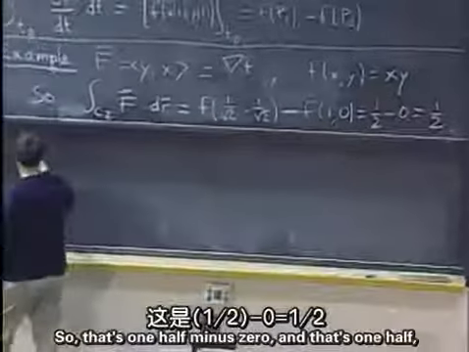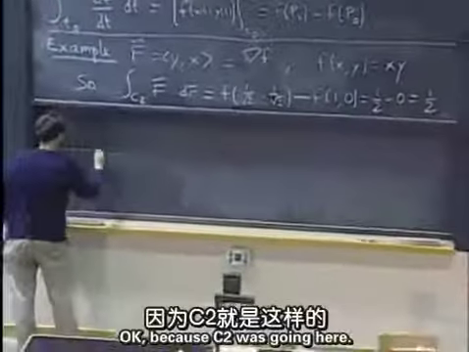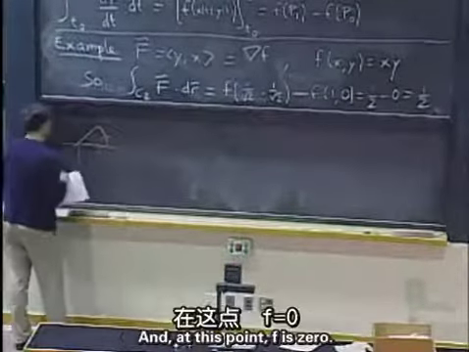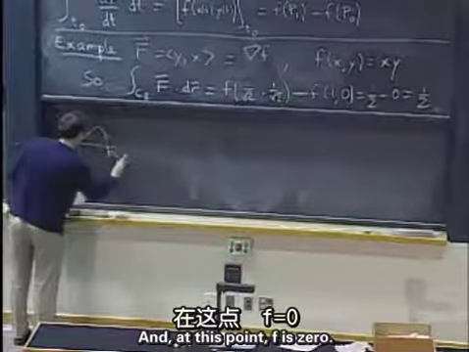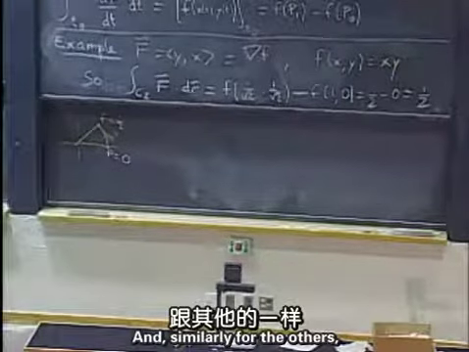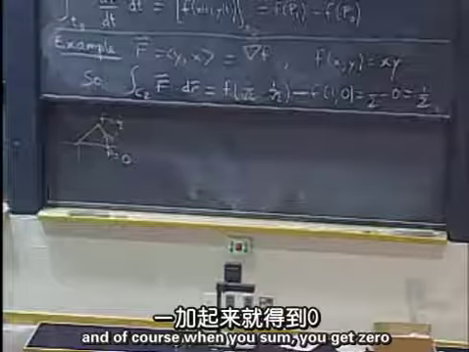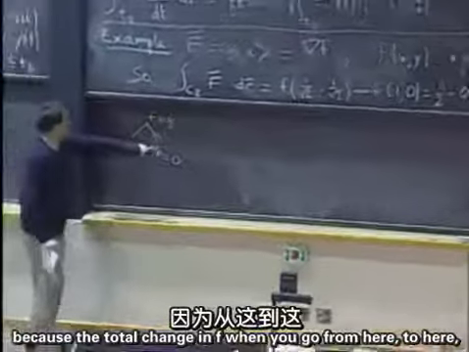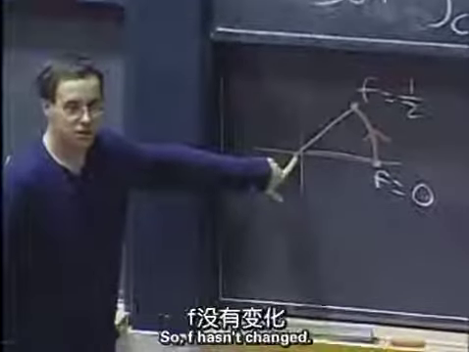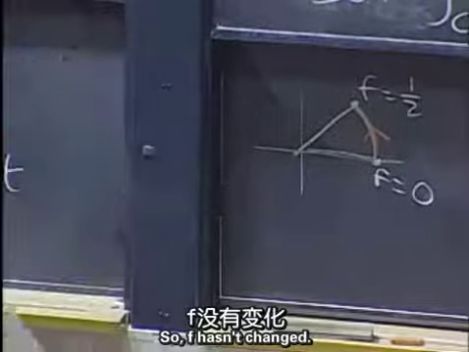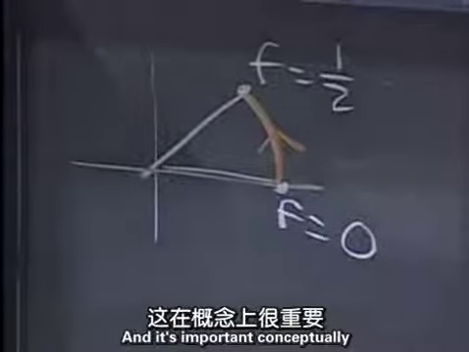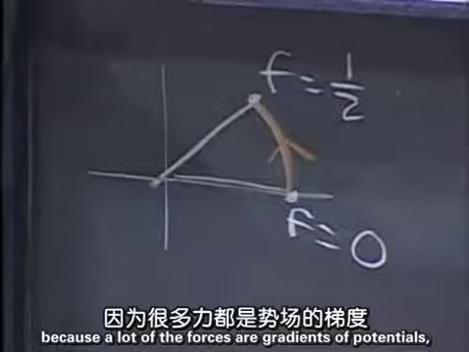Okay, because C2 was going here, and at this point, f is 0. At that point, f is 1/2. And similarly for the others. And of course, when you sum, you get 0, because the total change in f, when you go from here to here to here to here, eventually you're back at the same place, so f hasn't changed. Okay, so that's a neat trick, and it's important conceptually because a lot of forces are gradients of potentials.